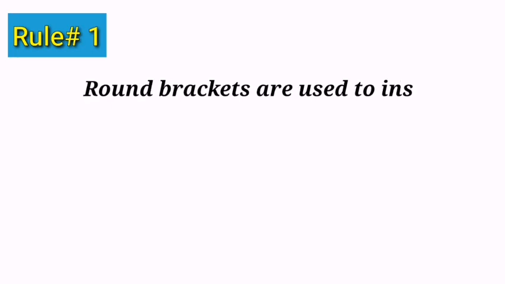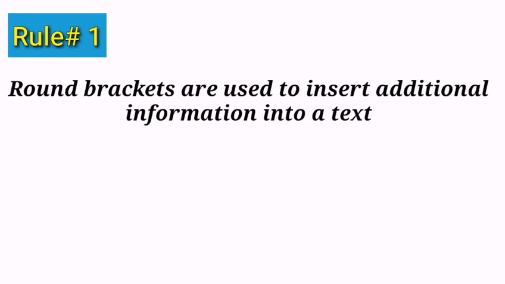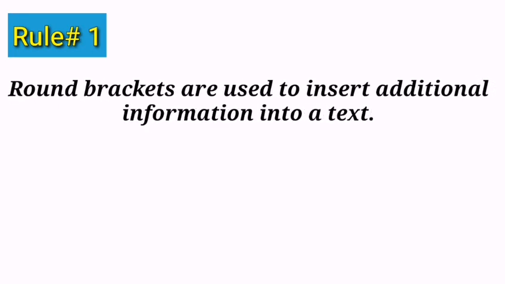Let's learn its different usages one by one. Round brackets are used to insert additional information into a text. By this point it means that round brackets are used in text to enclose additional information in a sentence or a text. Simply, it means that when you take out the information provided in round brackets, it will not disturb the meaning of the sentence.